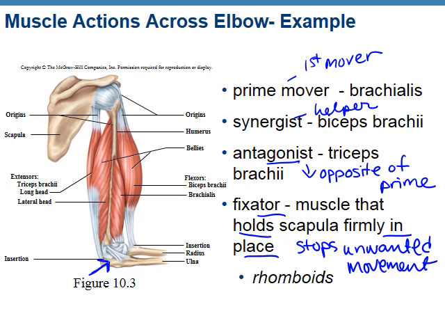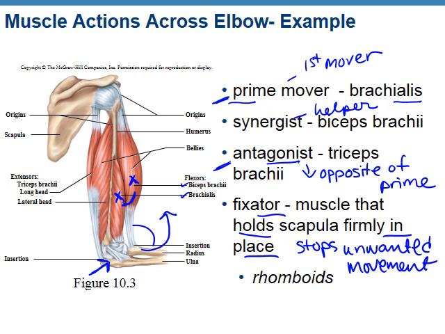Okay, so first let's look at the prime mover, which is the brachialis. The brachialis is this muscle here. The synergist, the helper, is the biceps brachii, which is here. So the prime mover initiates the action. If these 2 muscles here contract, that's going to pull or flex, decrease the angle.